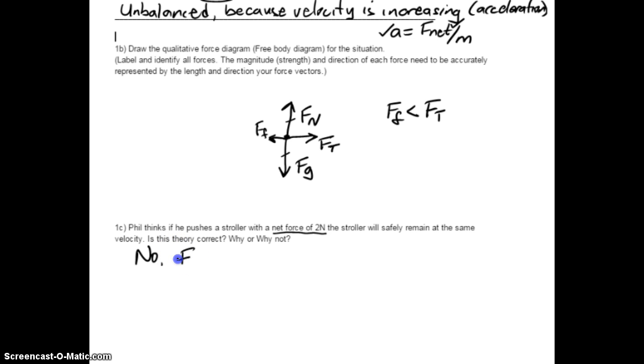Why? Because F net over m is equal to acceleration. If there is a net force, then there needs to be acceleration. Acceleration means that the velocity is changing. That's why it's not correct. It was really the same check as the question up here. Up here, you're given that there was acceleration, and you need to recognize that there was a net force. Here, we're given a net force, and you're supposed to see that there is an acceleration. And maybe we wanted to add something because, okay, if there is acceleration, then the stroller will change speed.